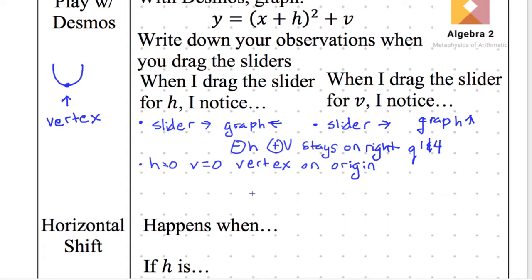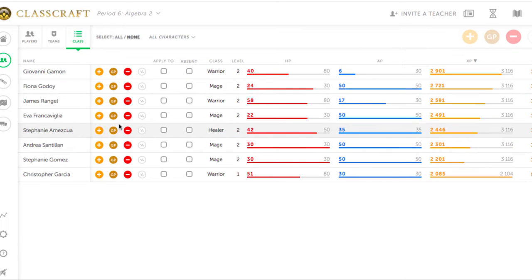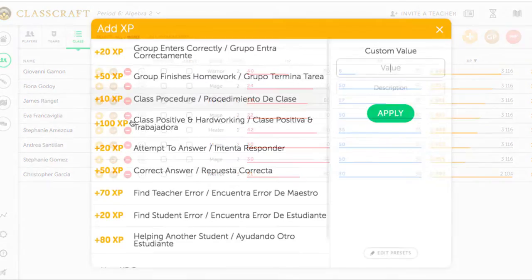What else do we notice? Any other things? A lot of people are still writing, so I'm not going to move on until people stop writing and don't have anything else left to say. Any other things that you noticed? And I don't think I gave Fiona her XP, so boink, boink.